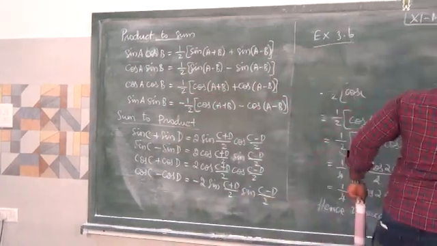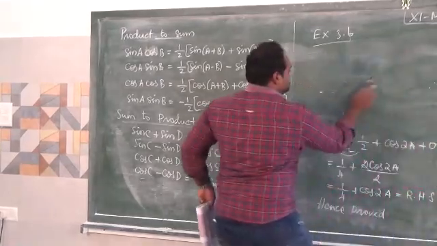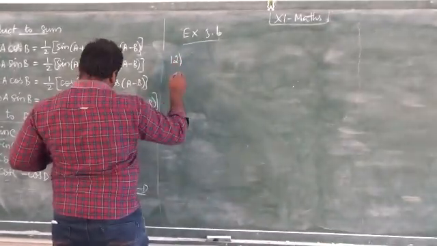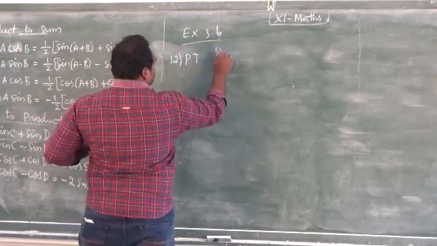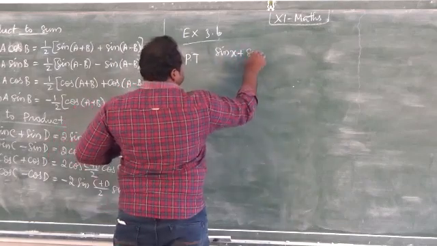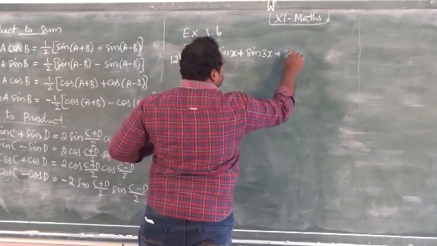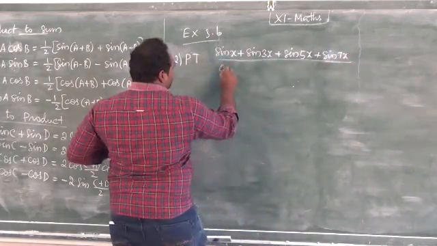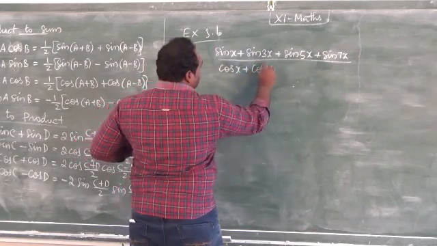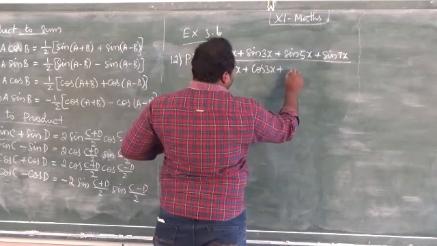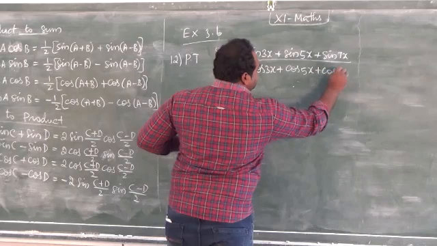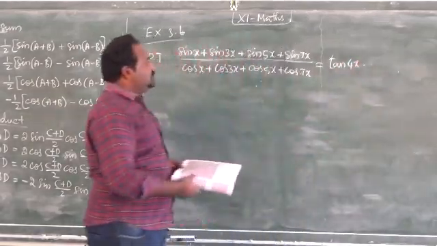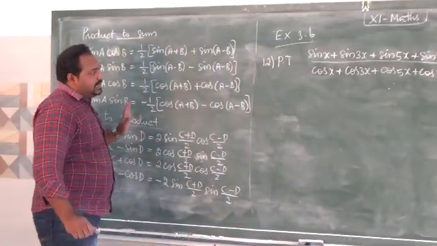So next, problem number 12. Prove that (sin x + sin 3x + sin 5x + sin 7x) / (cos x + cos 3x + cos 5x + cos 7x) = tan 4x. This problem also uses the identities.